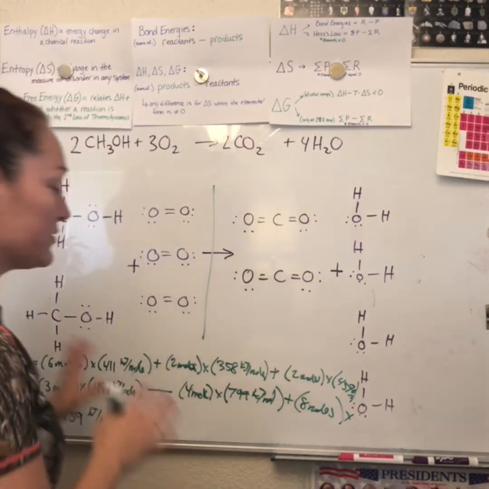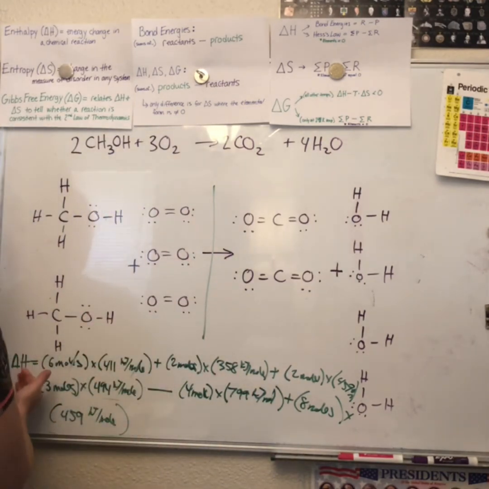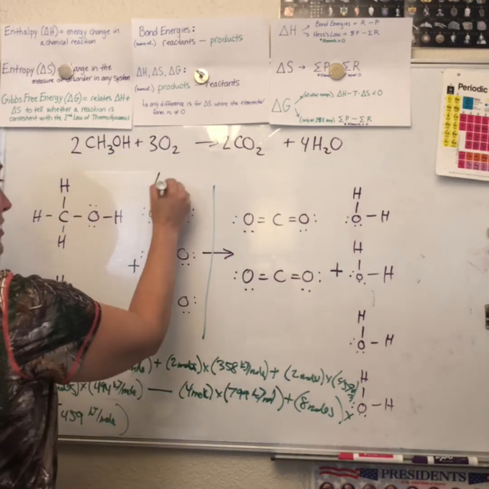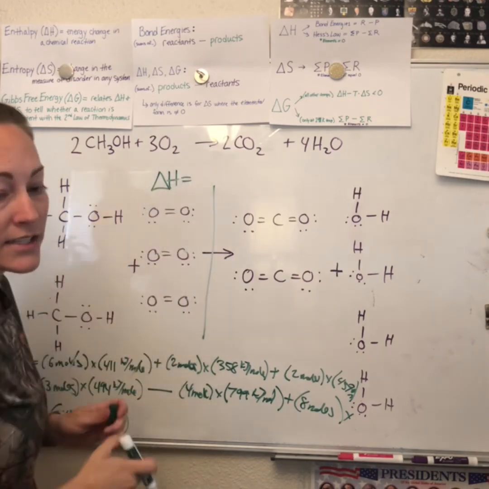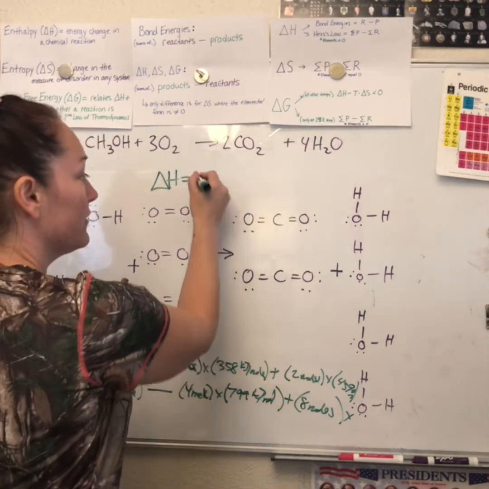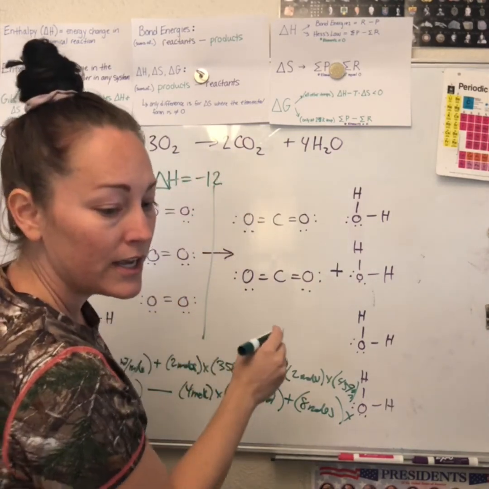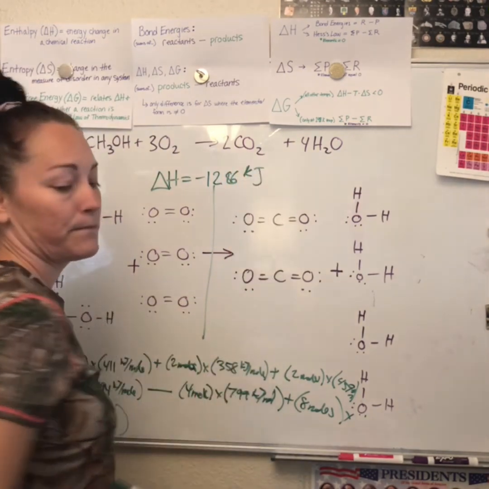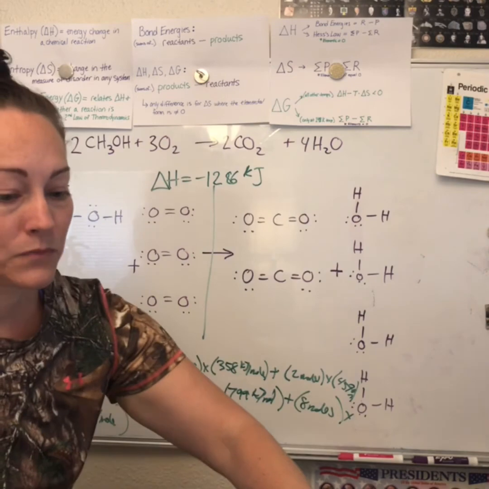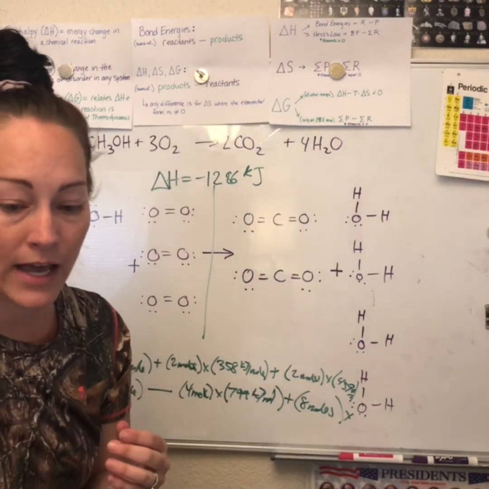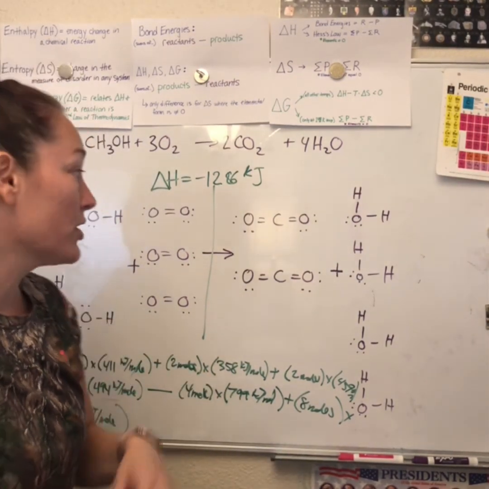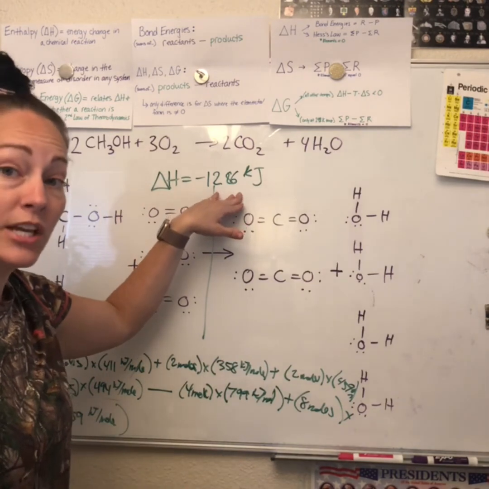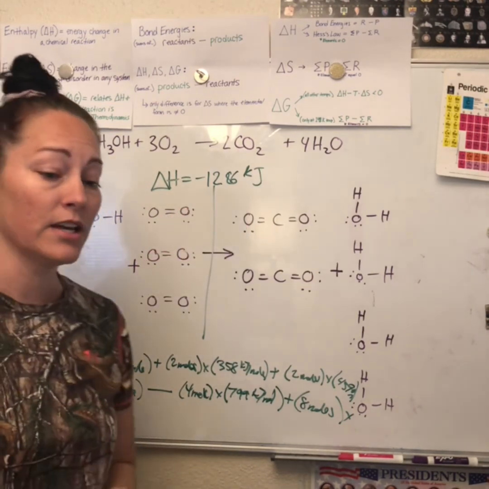I'm not going to spend time crunching that. My enthalpy, my delta H for this is going to be negative 1,286 kilojoules. Okay? Now, what did they originally ask me? They said, what is the delta H? So that's it. That's what the enthalpy is, the change in energy.